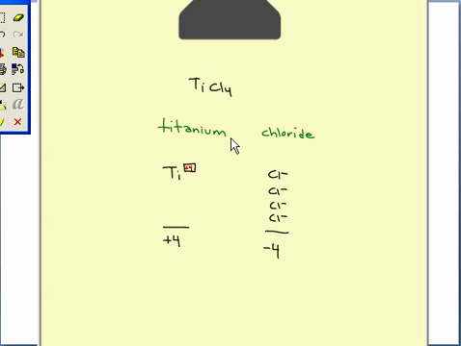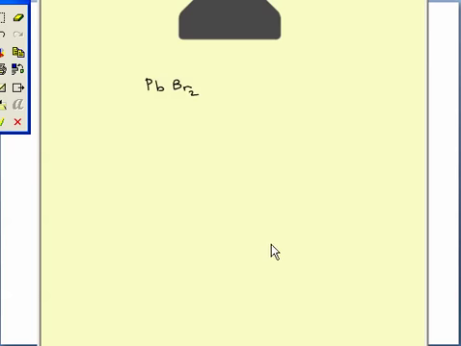Now that I know the charge, I can finish my name here. It is titanium 4. This 4 is the charge of the titanium. How did I figure it out? Based on what the anion charge is. This has to cancel out this.